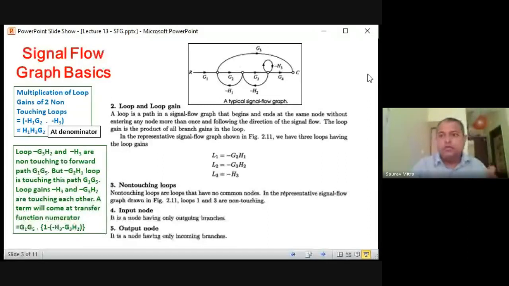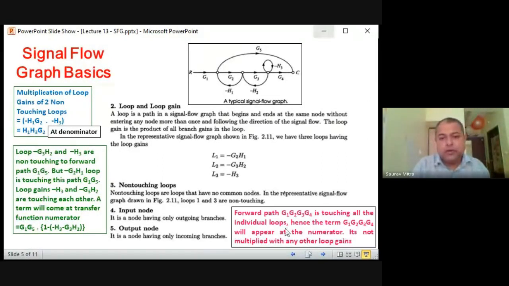Okay, then what will be the denominator? So how to find the denominator? For that we will have to see the next thing. So the forward path G1, G2, G3, G4 is touching all the individual loops, hence the term G1, G2, G3, G4 will appear directly as it is in the numerator. This will not be multiplied with 1 minus something because it is touching all the loops.